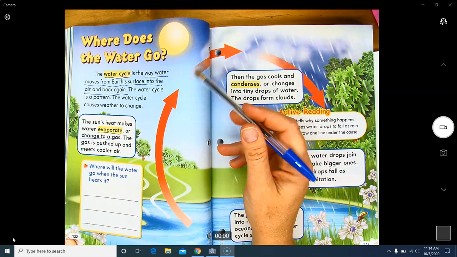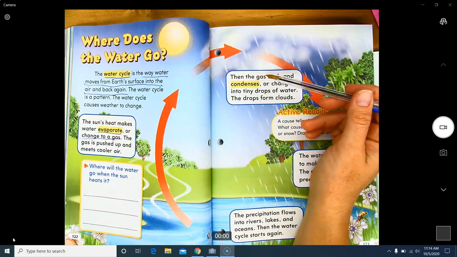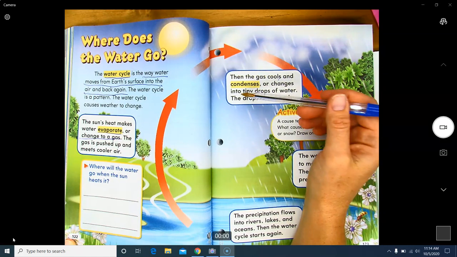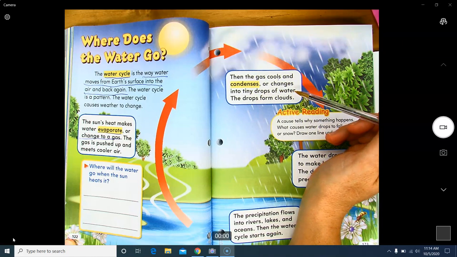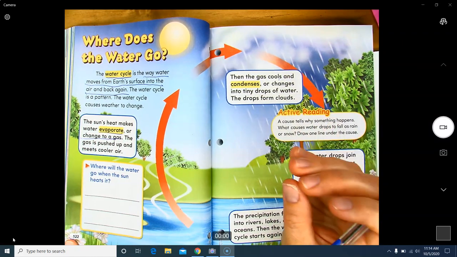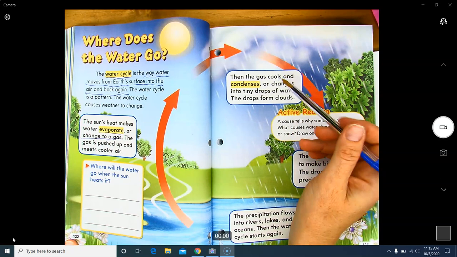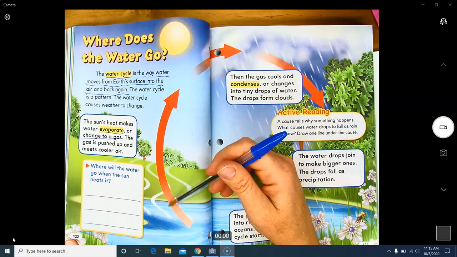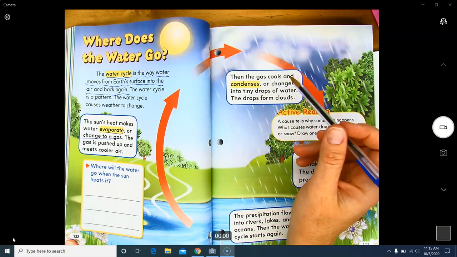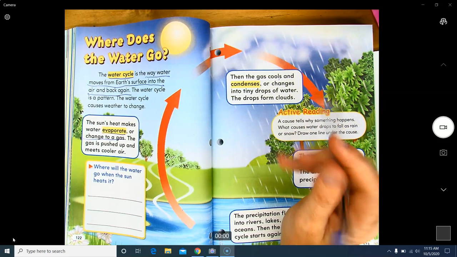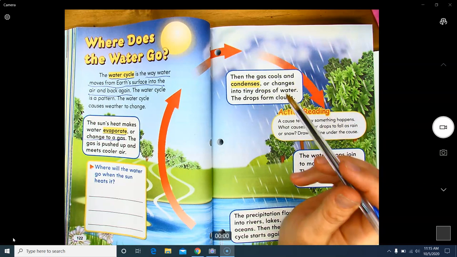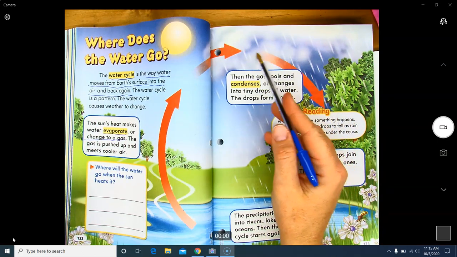Goes up into the sky. Then the gas cools and condenses or changes into tiny drops of water. The drops form clouds, okay? So then the gas cools down when it gets up into the sky. So once it cools down, because it started off hot, turned into a gas, went up into the sky, it cools down, and it condenses. So it squeezes together and makes tiny, tiny drops of water. And those tiny drops of water is what forms the clouds.